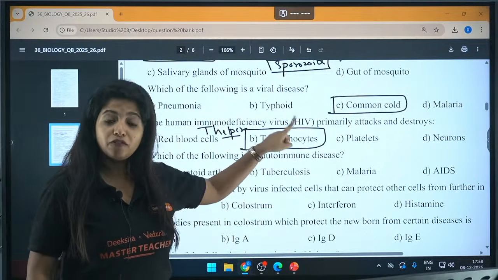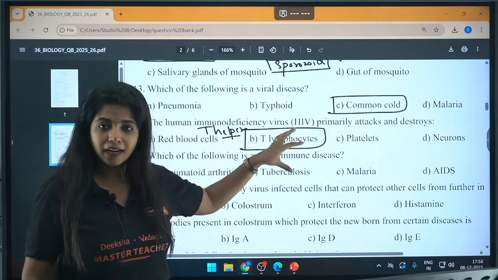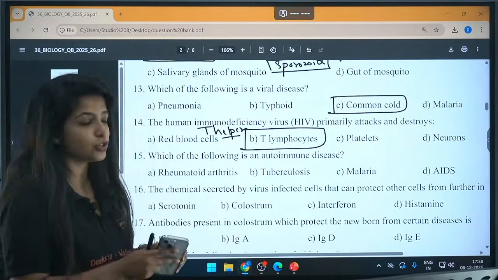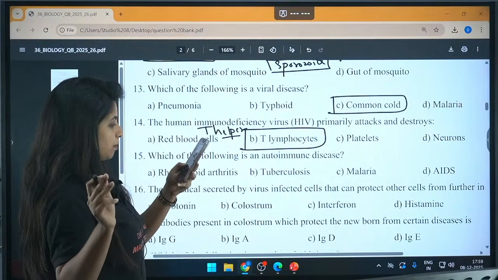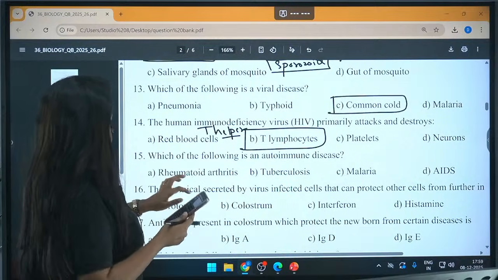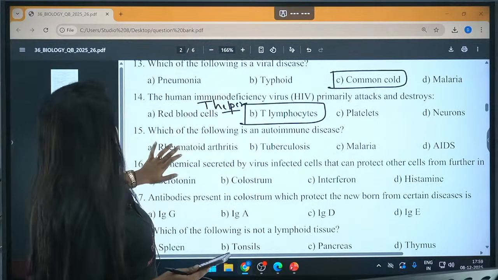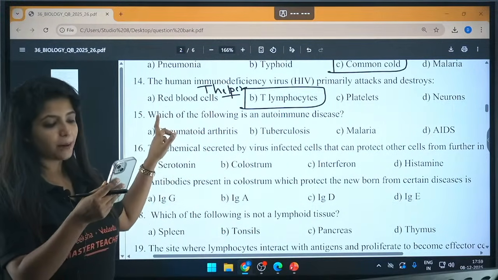Later on, it comes and affects the T lymphocytes. So this is the primary target, but first of all, it has to increase its army, which is why it goes to macrophage. Always remember. Okay? With that information, let's go to the next question. Chalo, solve this question. Question number 15.